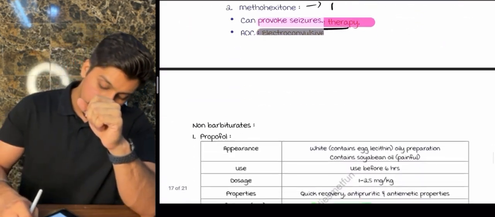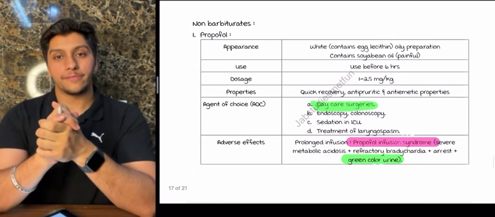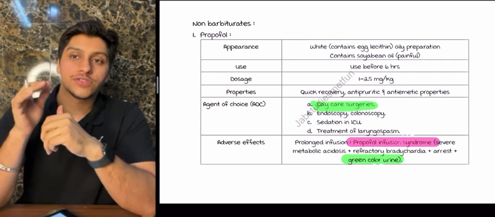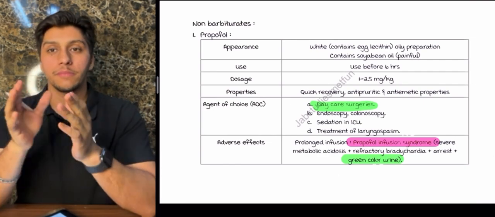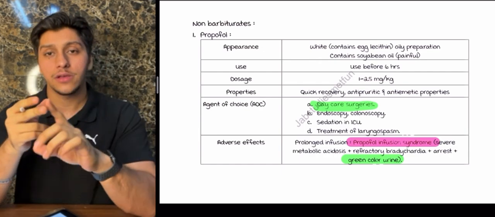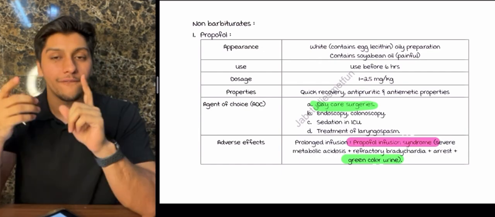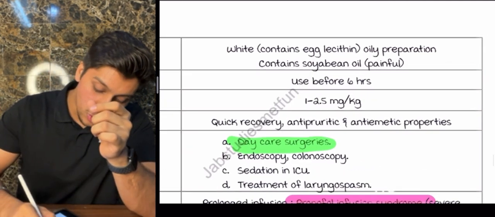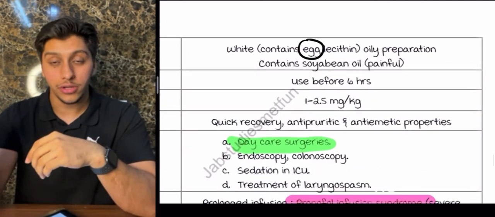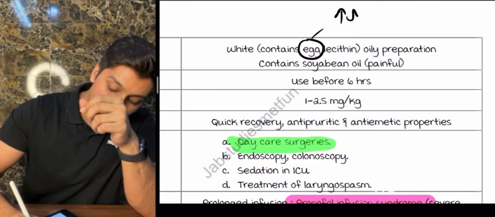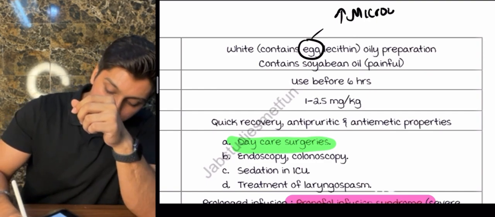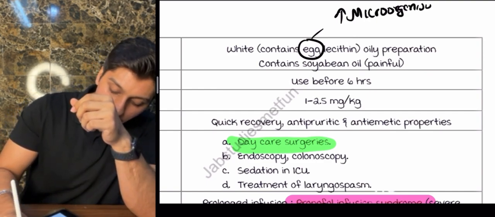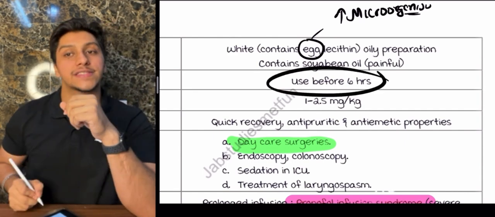If you talk about the non-barbiturates, the first one you have to remember is propofol. Again, the same properties. Appearance: propofol is white in color. White color indicates that there is egg lecithin. Because it is egg, you know that you can't keep it out for long, as it causes an increased risk of microorganisms. So use it within 6 hours.